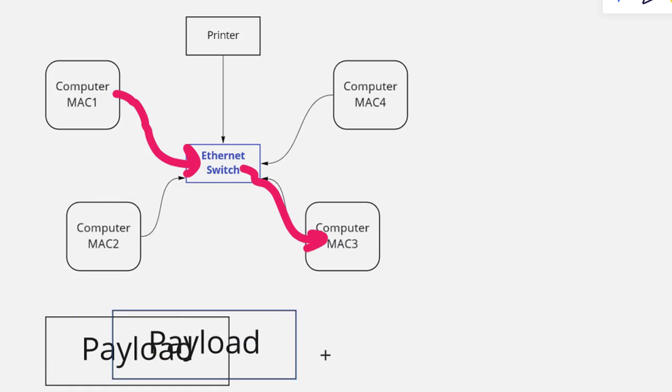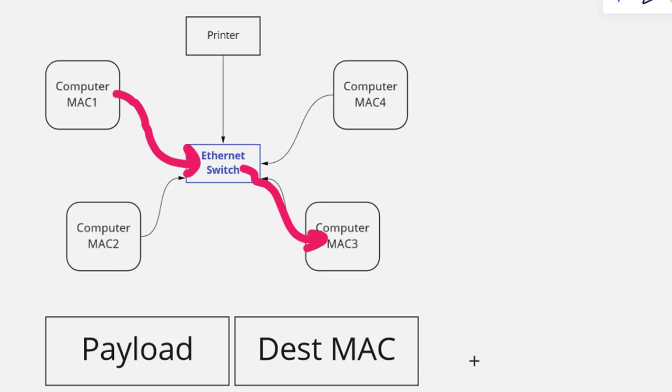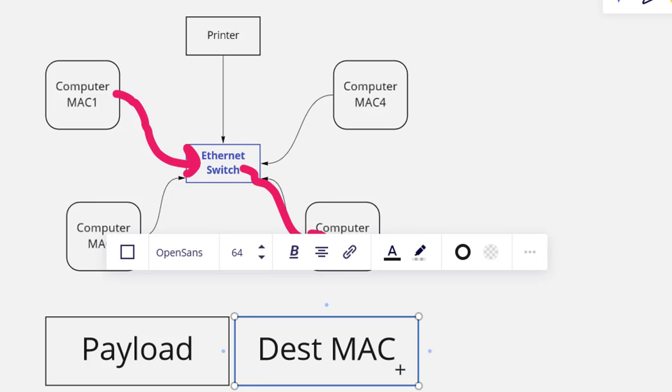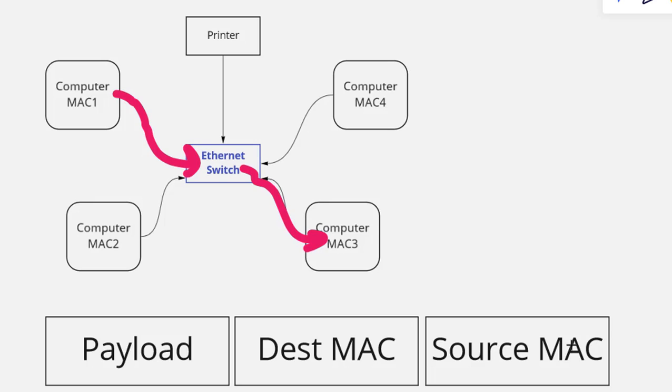Then in front of the payload, we are going to have some addresses. We're going to have a destination MAC address. That's the machine that this frame is going to. And then we're going to have a source MAC address. And the source MAC address is the machine that the frame is coming from.